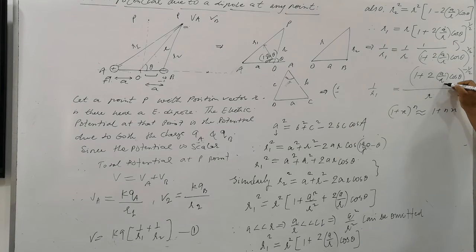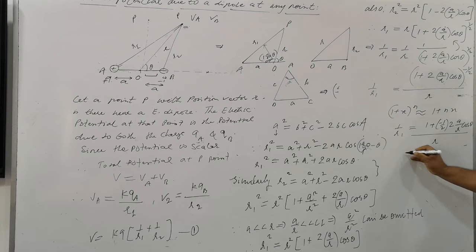For what? This quantity A by R. So the expression can be written as 1 by R1 is equal to 1, this half will come here, plus minus half will come here, and twice A by R cosine of theta, divided by R. So what shall this be? 2 cancels, it's 1 minus A by R cosine of theta, divided by R, and it's 1 by R1. We have solved 1 by R1, right?